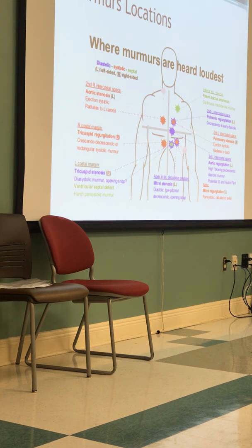Erb's point. Okay? So the best place to hear aortic regurg is not the right second intercostal space. It is actually left of the sternal border at the third intercostal space, where Erb's point is. And this is one reason I really wanted to go back to this slide, because aortic regurg is not exactly where the aortic valve is. So you want to pay attention to that.